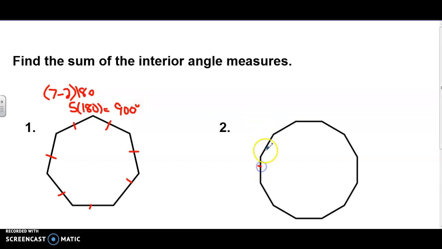If we're going to count out the sides here, we have 1, 2, 3, 4, 5, 6, 7, 8, 9, 10, 11, 12 sides. There's 12 sides to this, so we're going to do 12 minus 2 times 180. This is just 10 times 180, which is 1800. So 1800 degrees is the sum of the interior angle measures of number 2.